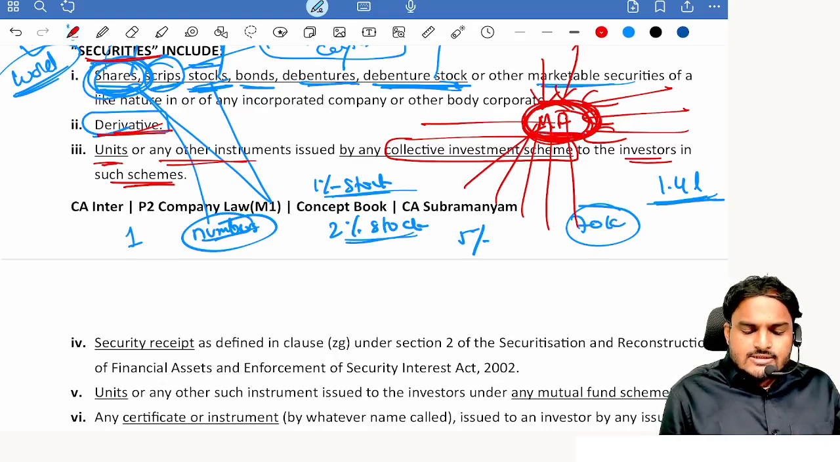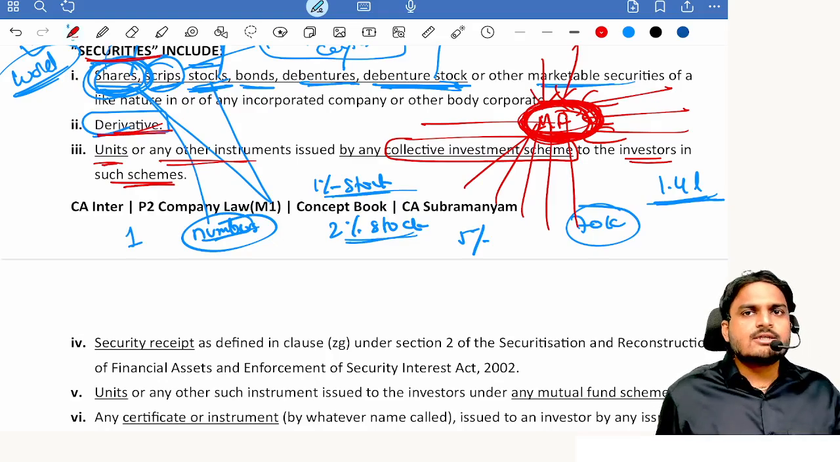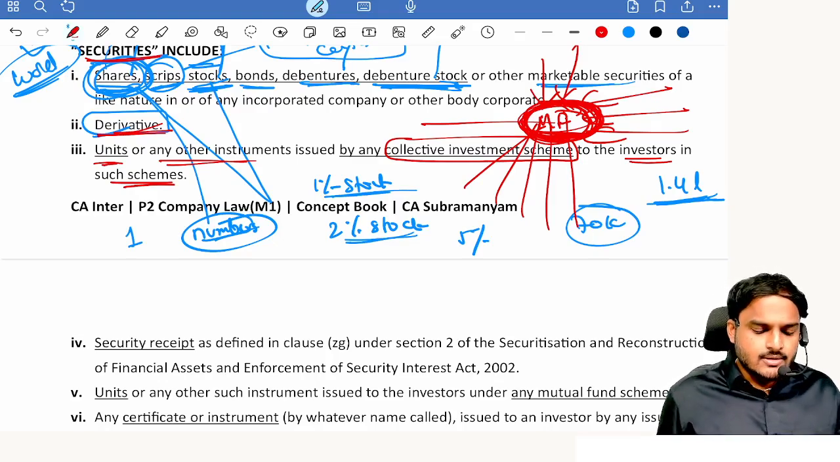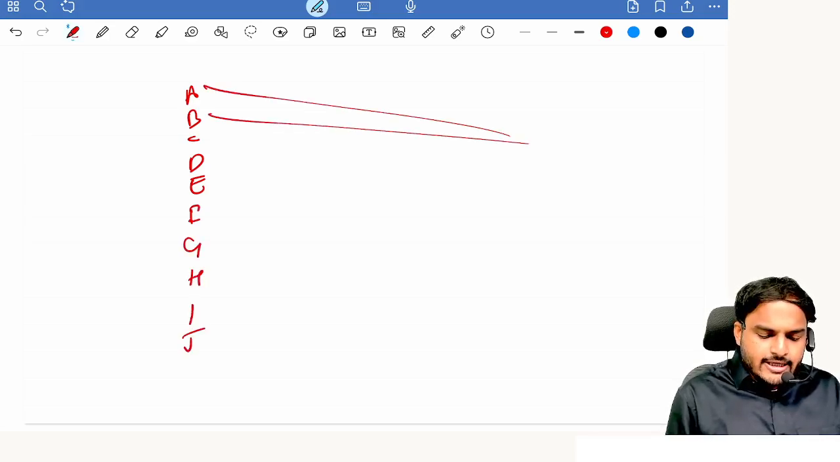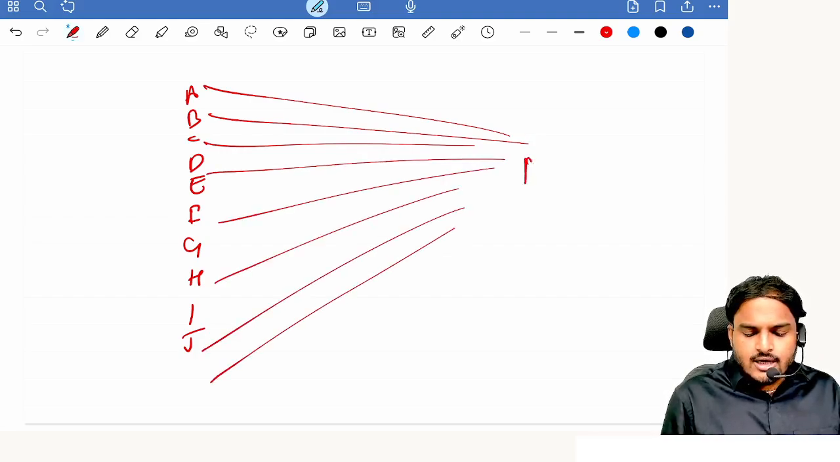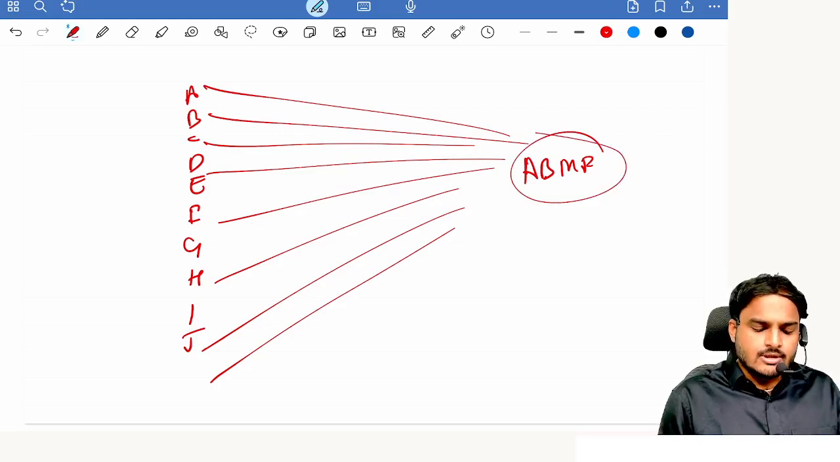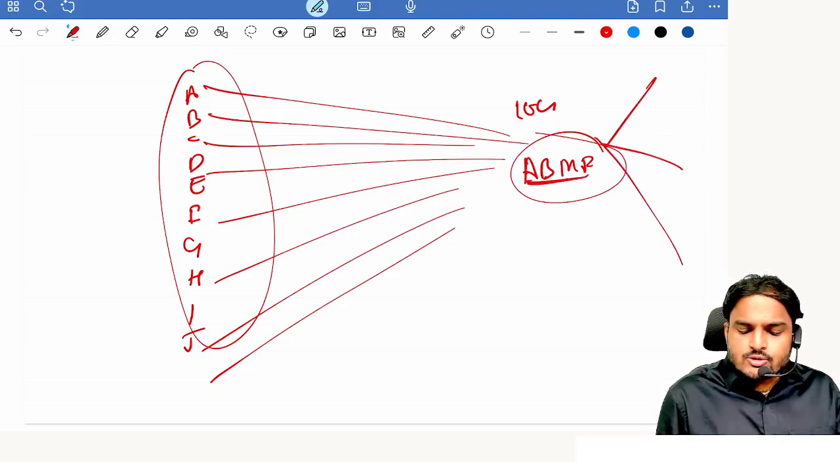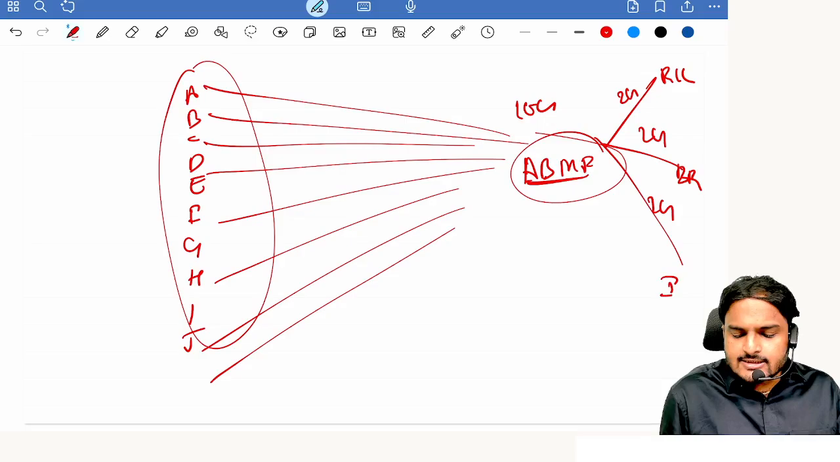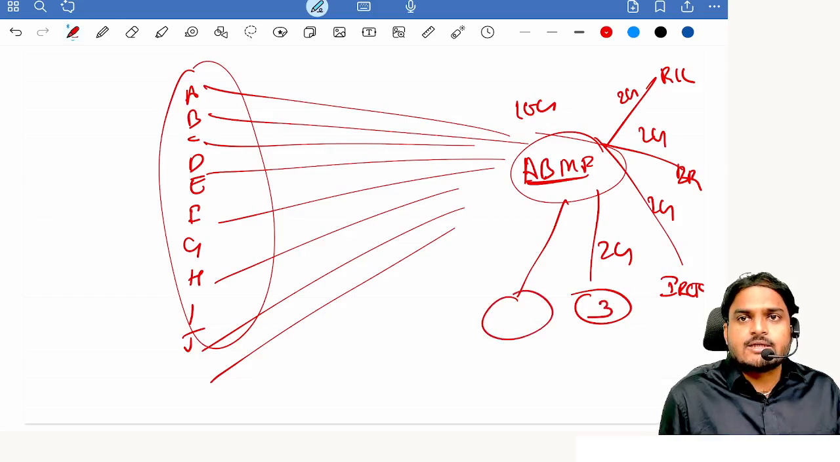So whatever units are issued by these mutual funds, those units are also treated as securities. Getting my point? Everyone. So 10 people, for example, A, B, C, D, E, F, G, H, I, J. Each person contributes, imagine, 1 crore to Aditya Birla mutual funds. So 10 people contributed how much? 10 crores. Now with these 10 crores, Aditya Birla mutual funds made an investment of 2 crores in Reliance Industries Limited, 2 crores in Bharti Airtel, 2 crores in IRCTC. Like that, it made investments in 5 companies.